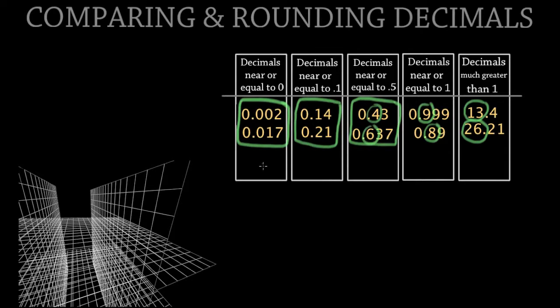So then if I want to put these in order, I can just easily say, from left to right, they are increasing in value, smallest to largest.